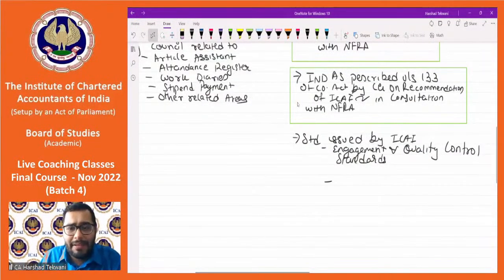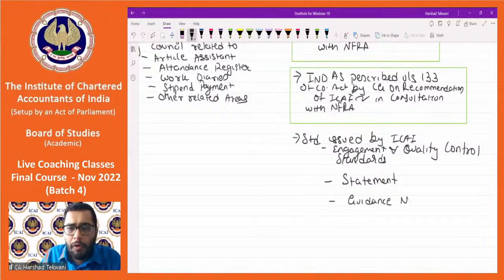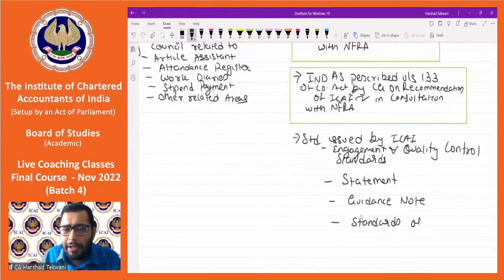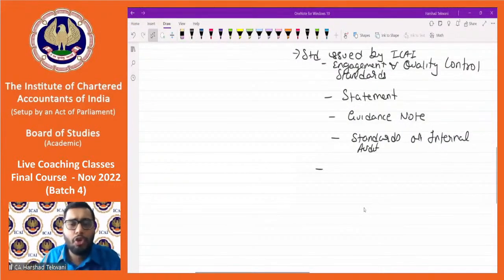Then statements which are issued by ICI from time to time, like the peer review statement that we are discussing right now. Guidance notes, for example, guidance note on tax audit, guidance note on CARO, applicability of CARO 2020, guidance notes on various topics. Standards on internal audit. Then guidelines, notifications, announcements issued by the council.